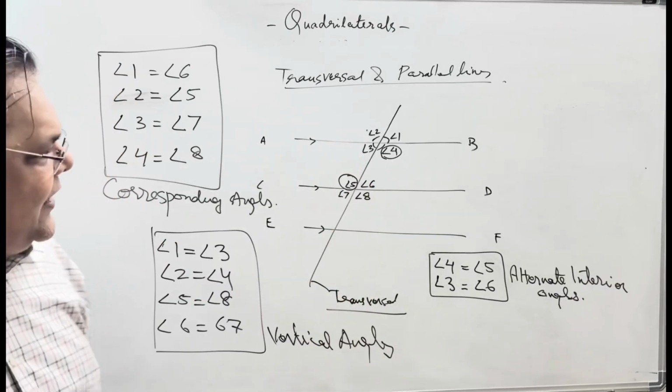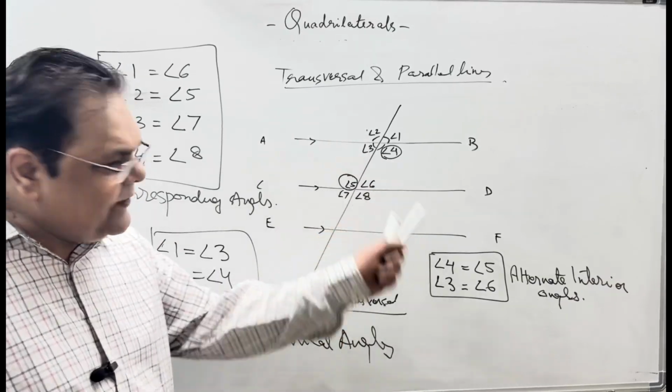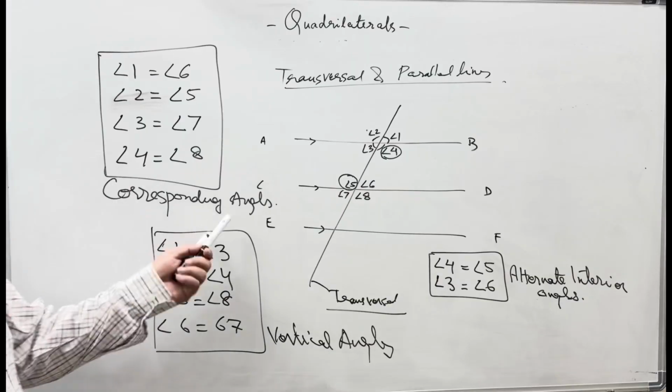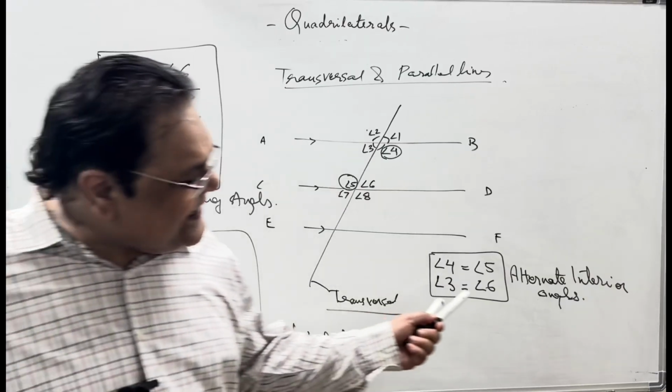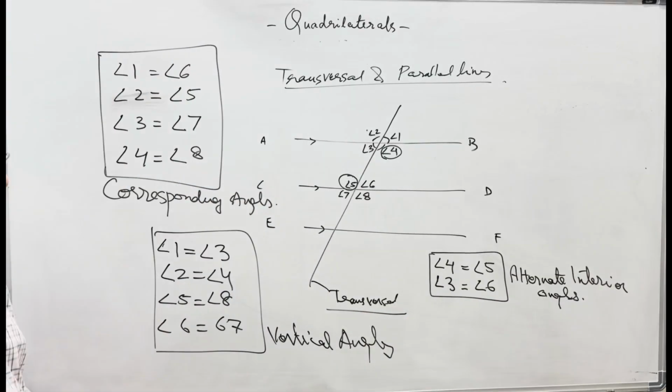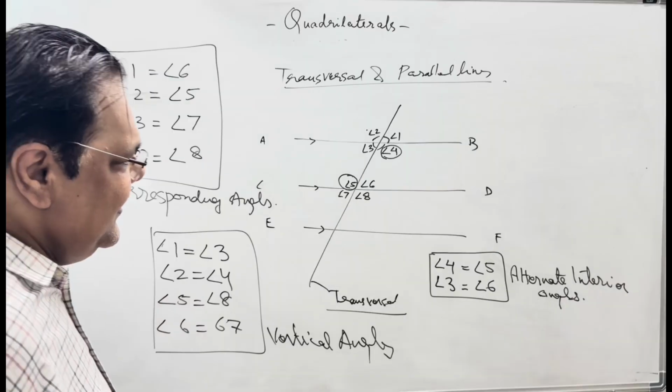2 and 4 they are equal. 5 and 8 they are equal. 6 and 7 they are equal. So corresponding angles are equal. Alternate interior angles are equal. Vertical angles are equal.